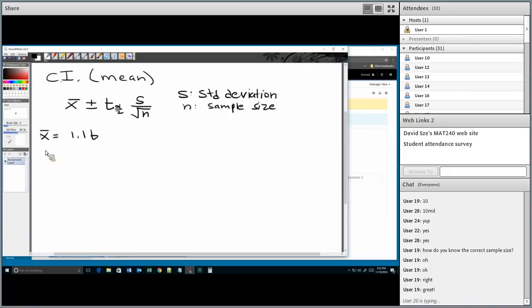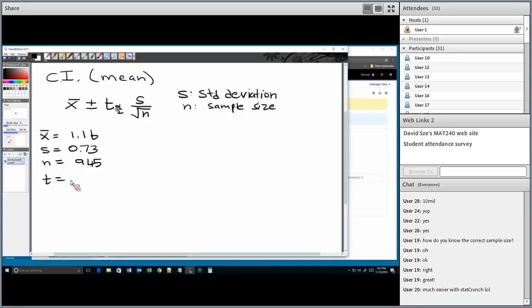Is that easy? So for example, in this problem, you're given X bar as 1.16. You're given S as 0.73, and your n is 945. And I can find my critical T. So let me find that, and recall that we need a 99% confidence interval. Let me find my critical T value first.